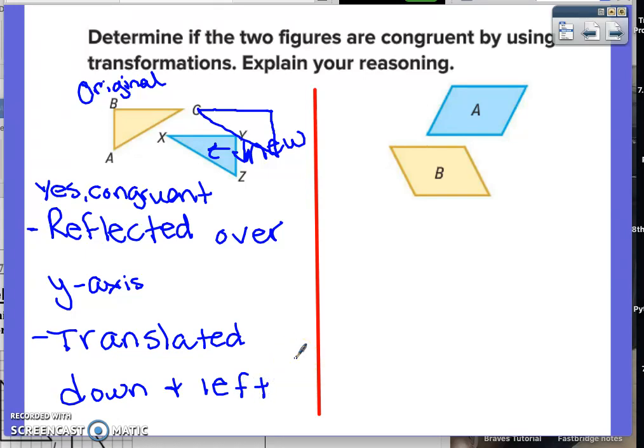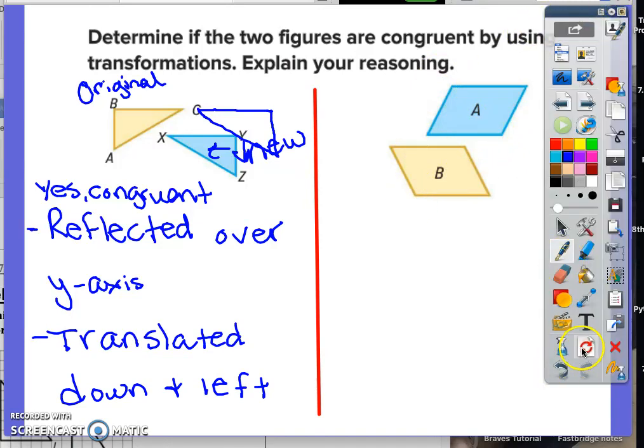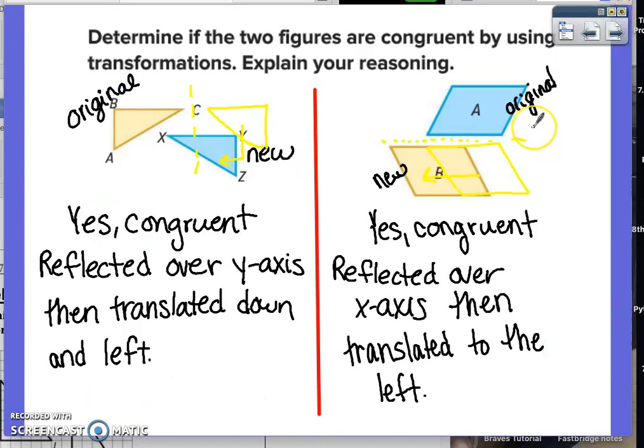Okay, this one. Come on, where's my pen? Ooh, my battery's running out. Okay, so this is my original, and this is my new one. What's happening? Well, first, yes, it is congruent. It's reflected over your x-axis. So my imaginary line here, it's reflected over that, and that would be the x-axis, and then it's translated. It's reflected here and then translated to the left.